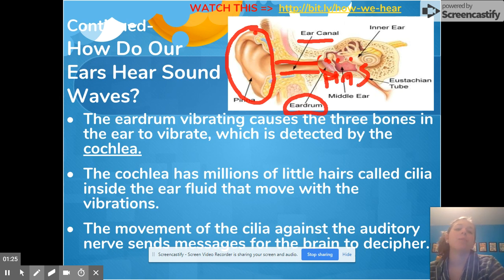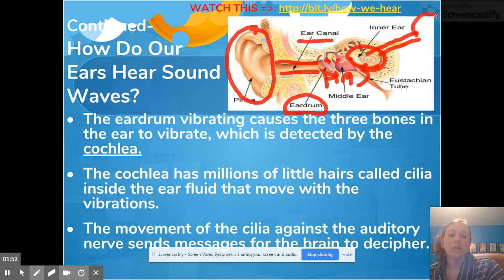Then that stirrup, when it vibrates, it pushes on the cochlea. There's a snail in my Coke, remember? And there's 2 things inside the cochlea, the cilia and the liquid. When that cilia moves, because the liquid's vibrating, that is what creates your electrical signal. And that electrical signal is carried by the auditory nerve to your brain.